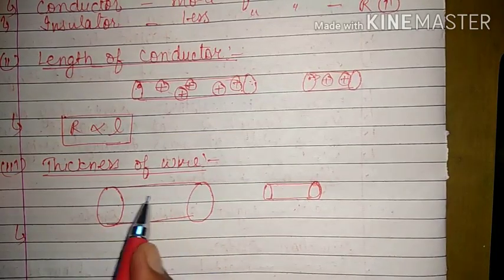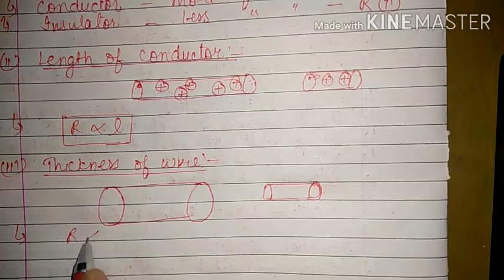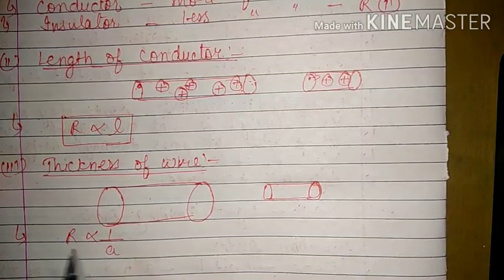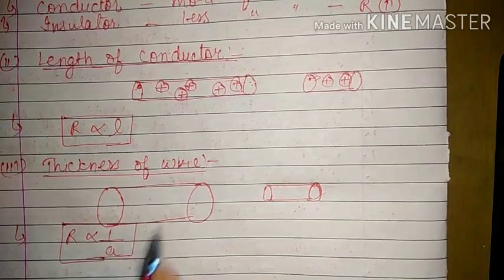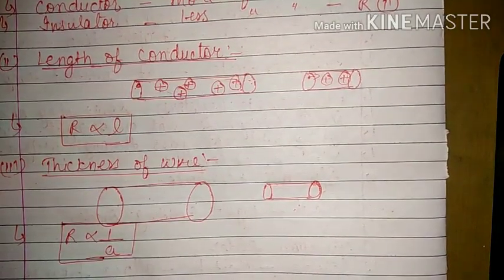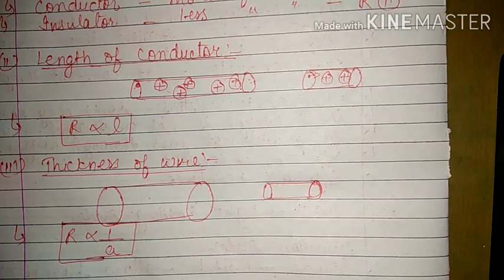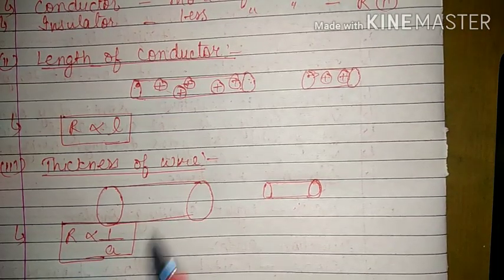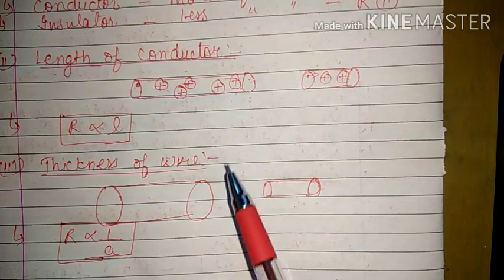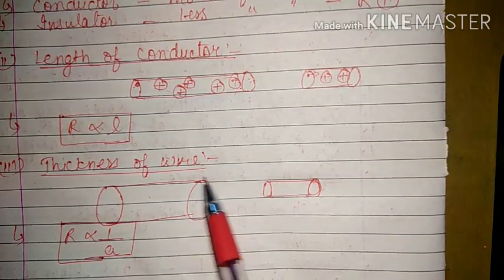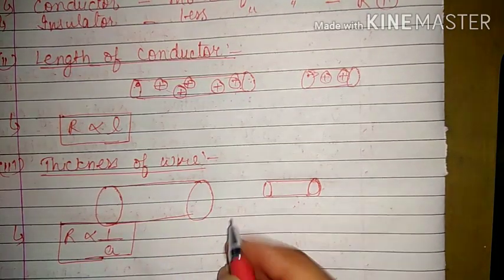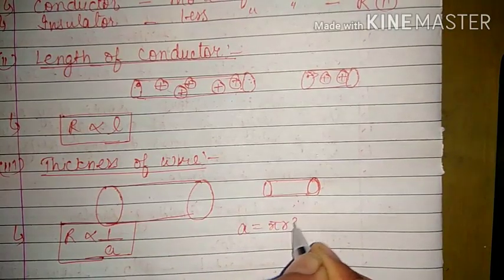That means obviously it is inversely proportional to cross section area. Here area means cross section area. That means while solving the numerical questions, we have to take care whether the length is increasing. And what about the radius? Radius matters because the cross section area will be pi r square.